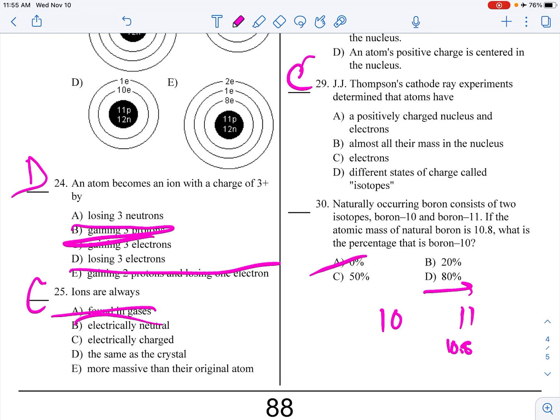So it's not a 0%. So which is boron 10? So this is a low number. So I'm going to go with B. Because if it was 50%, it would be 10.5. And since we're so close to 11, there's way more that's 11. So it's got to be the lower number.